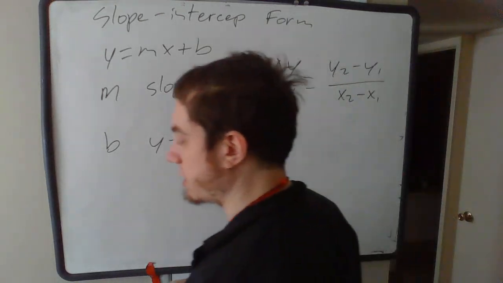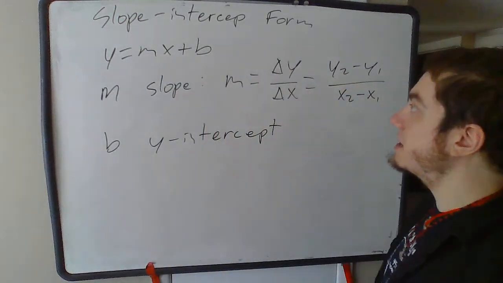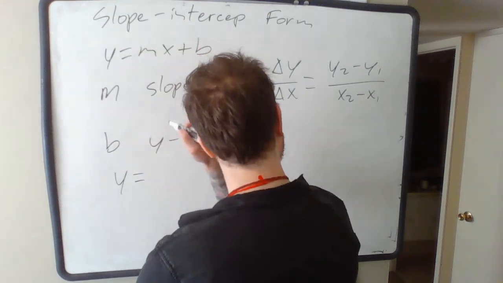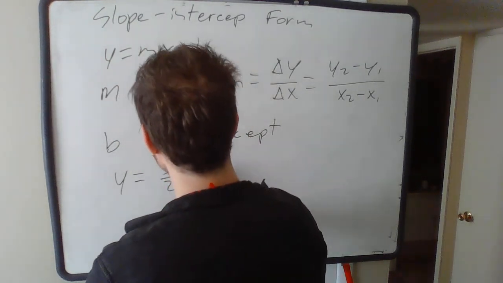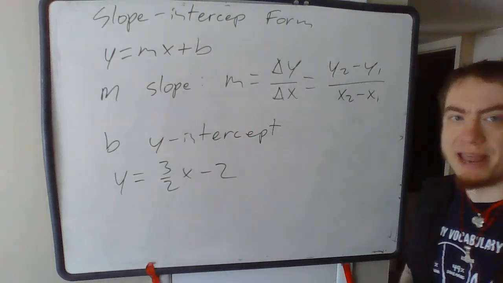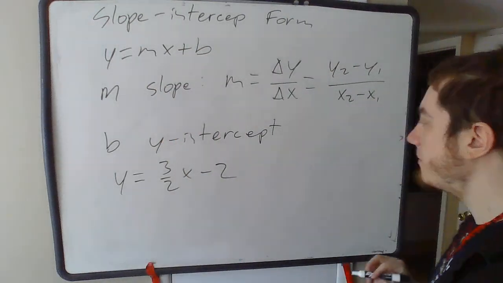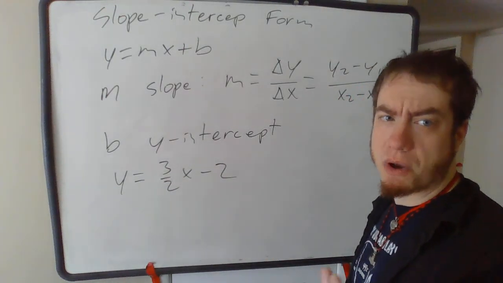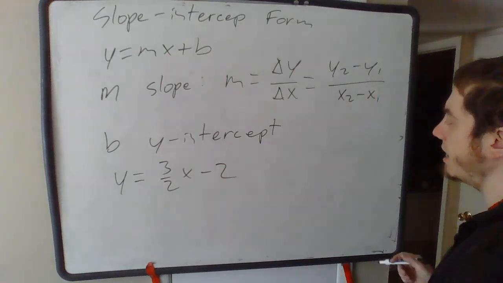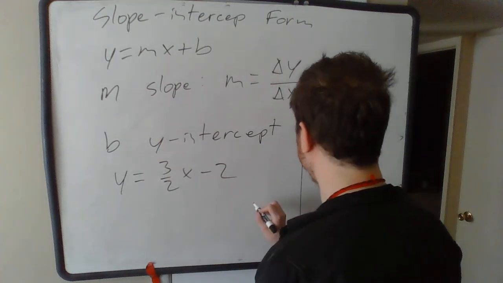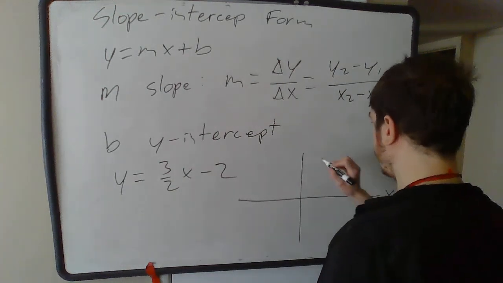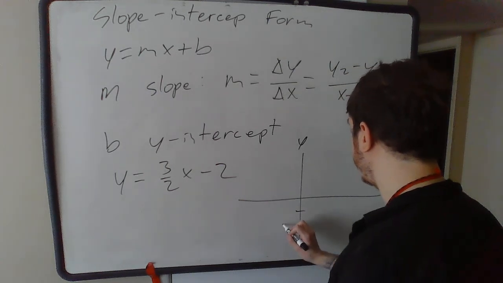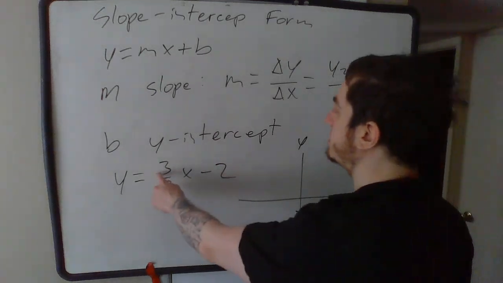Why would it be so easy to make a graph of the line? Well, if I give you a line, like let's say y equals 3/2 x minus 2, and I ask you to graph that line, instead of trying to find 2 points that are on the graph, which I could do too if I wanted to, one way that I can do it is I can say, okay, the y-intercept is at -2, and then the slope is 3/2.